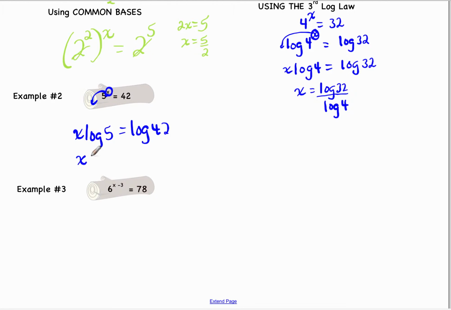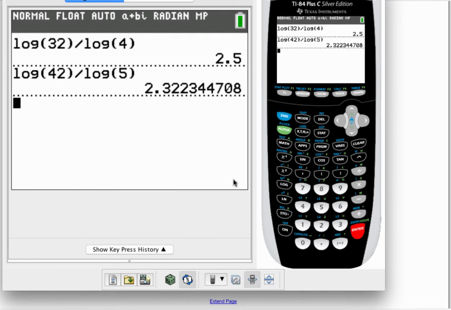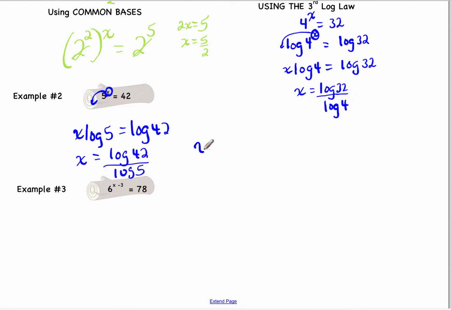And so x is simply the log of 42 divided by the log of 5. Once again, calculator work: log of 42 divided by the log of 5. Now, this one's not going to be a pretty answer, so they would have to tell you to approximate. Let's approximate to the nearest hundredth and say that the answer is x equals 2.32.